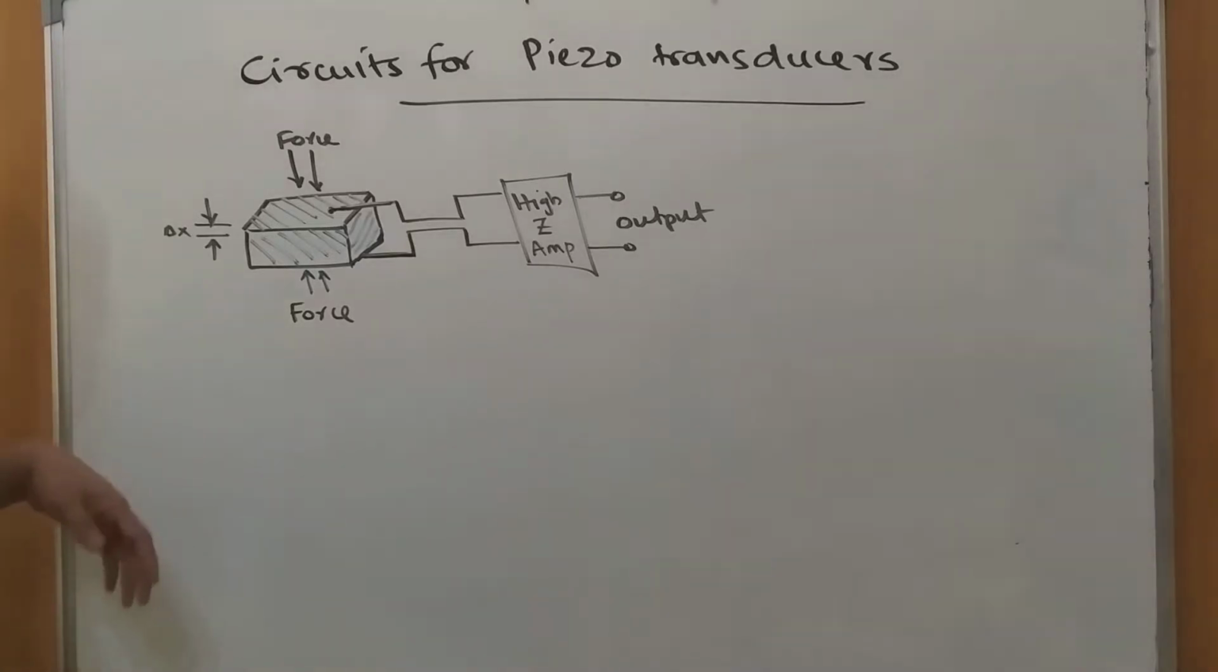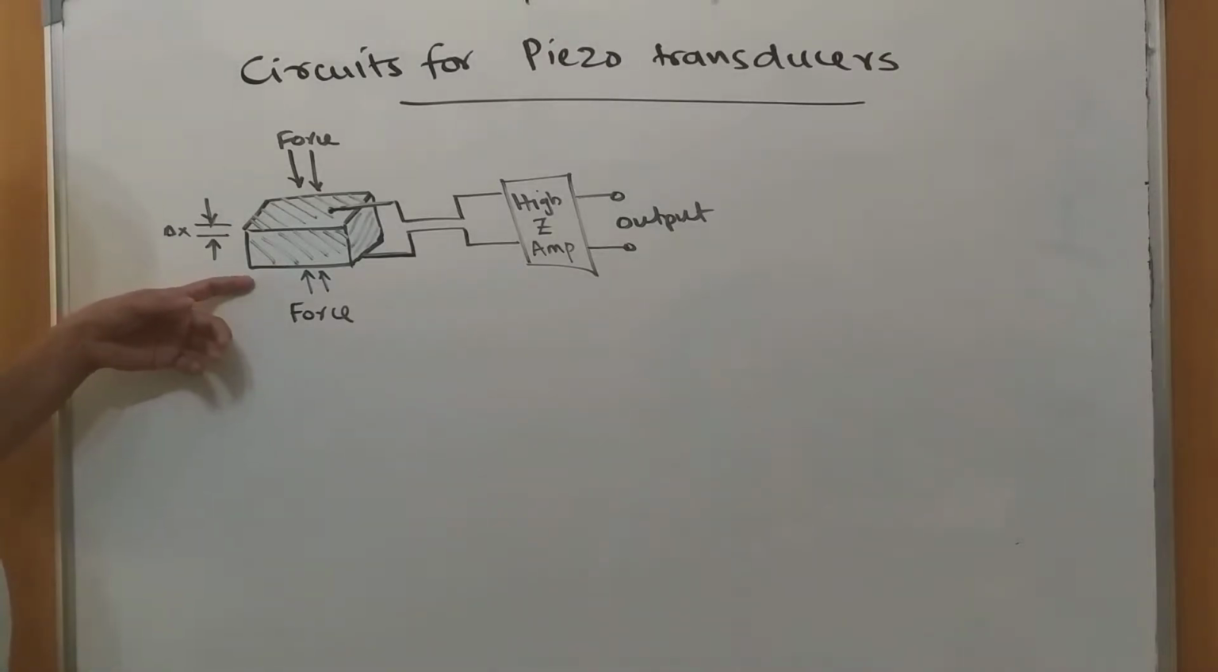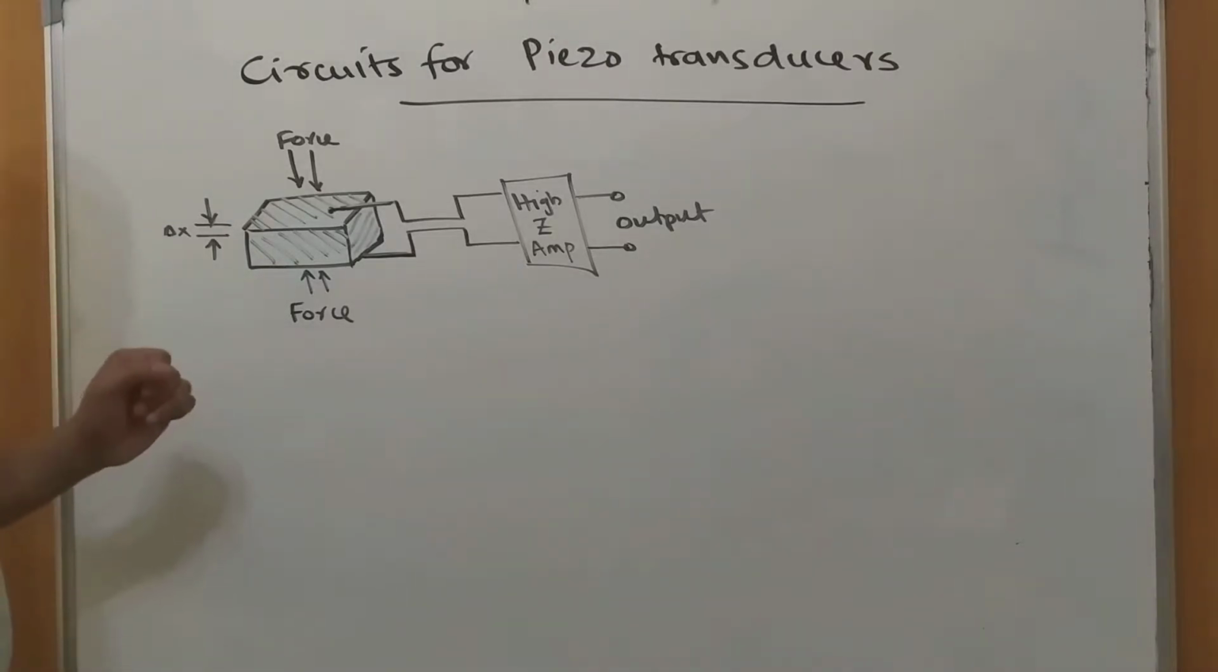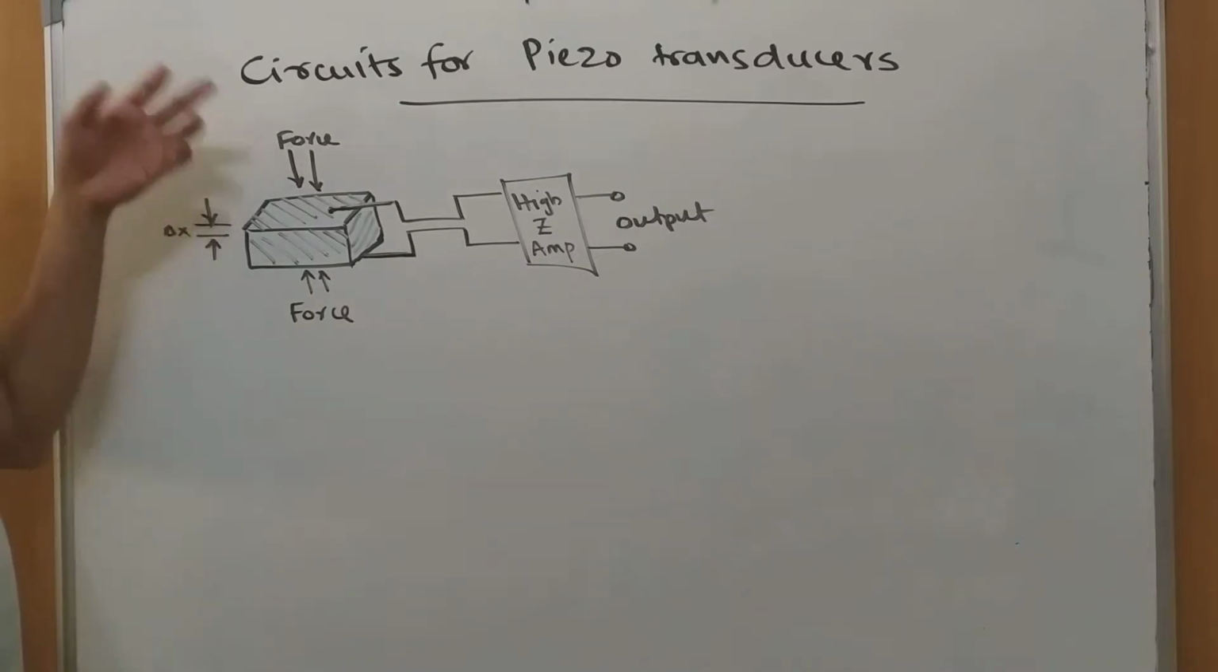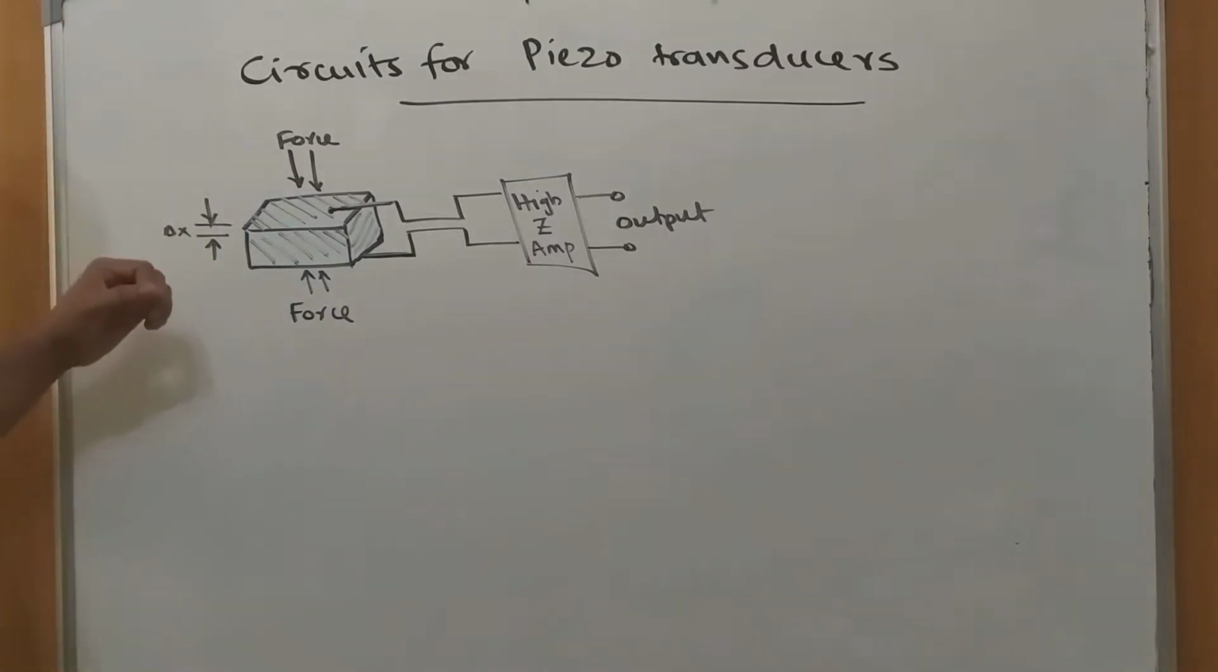From this picture, it is clear that this is the piezoelectric transducer, and we are assuming that it experiences a force in a compressive manner. That means the force is applied from the top as well as the bottom. The corresponding change in dimension is delta x, and because of this force, a voltage will be developed, and this voltage has to be amplified with the help of a high impedance amplifier.